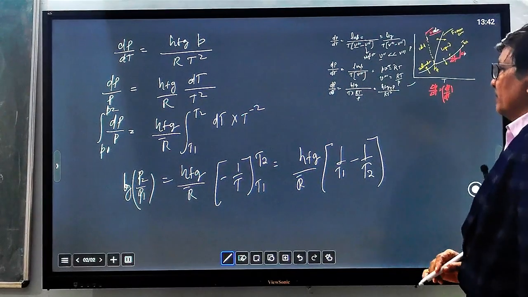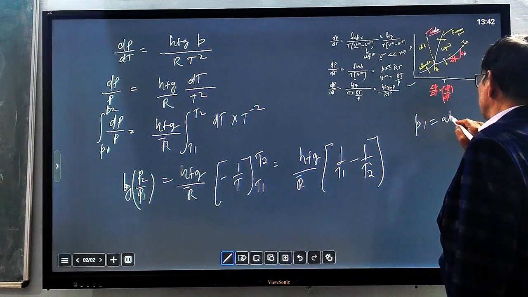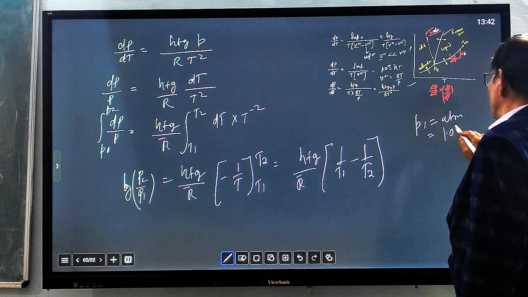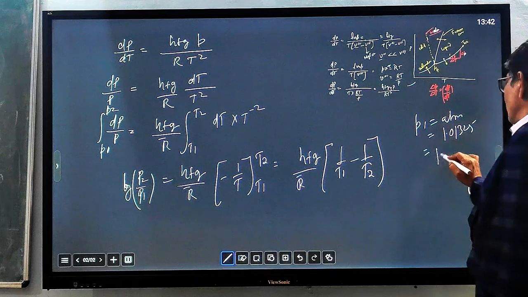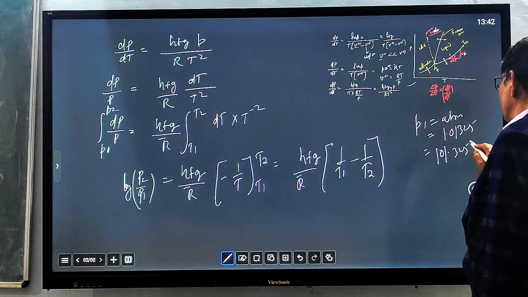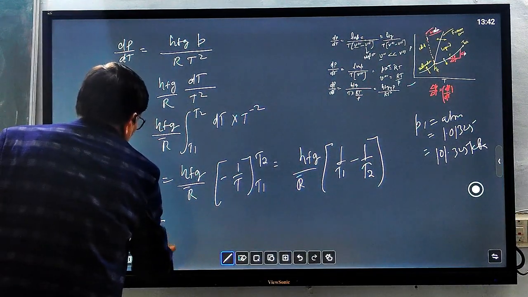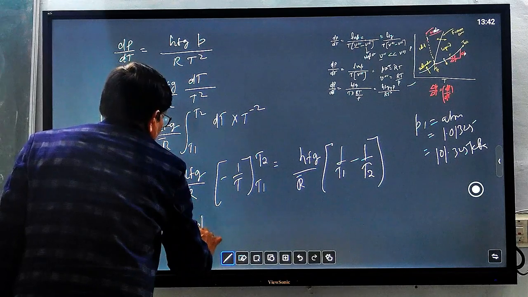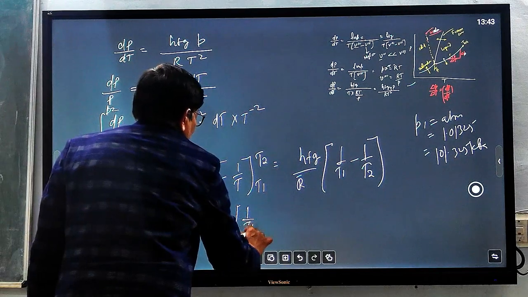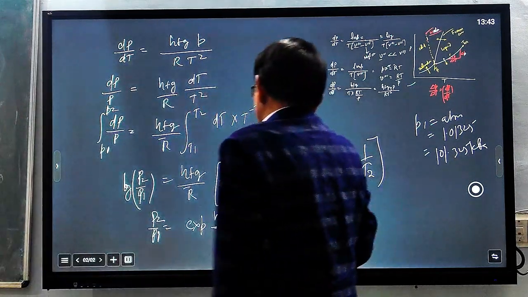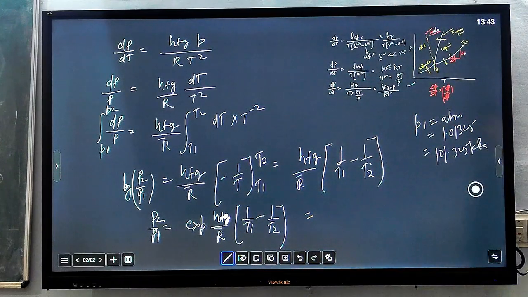So suppose the initial pressure is P1 equal to atmospheric, that is 1.01325 bar, so we can write 101.325 kilopascal. Then P2 by P1 equals exponential of HFG upon R times 1 upon T1 minus 1 upon T2. So here we can write P2 as P, if P1 is near atmospheric condition, then P2 equals P.